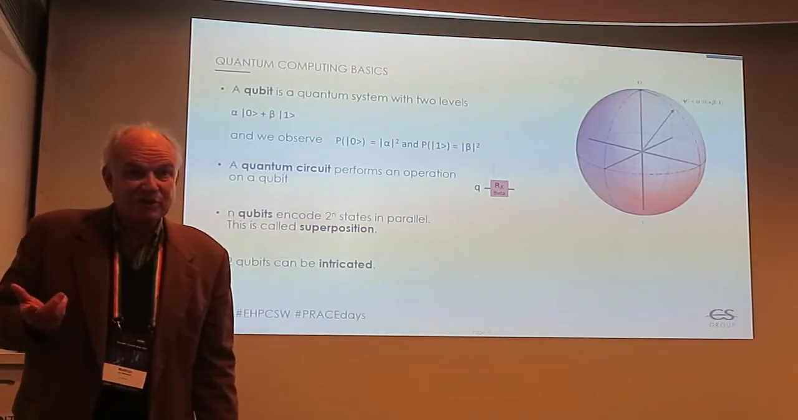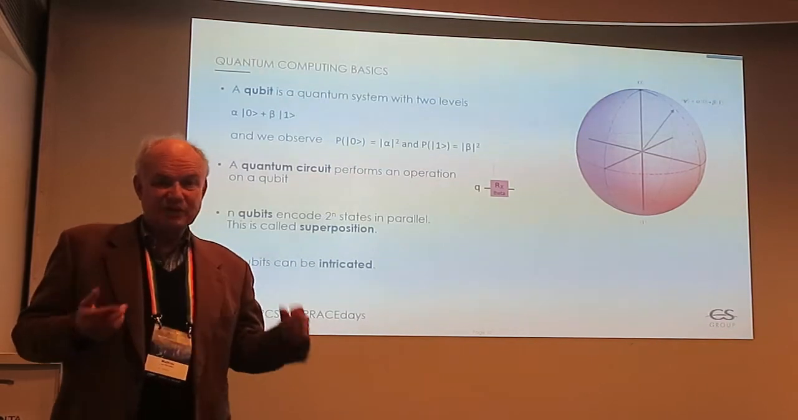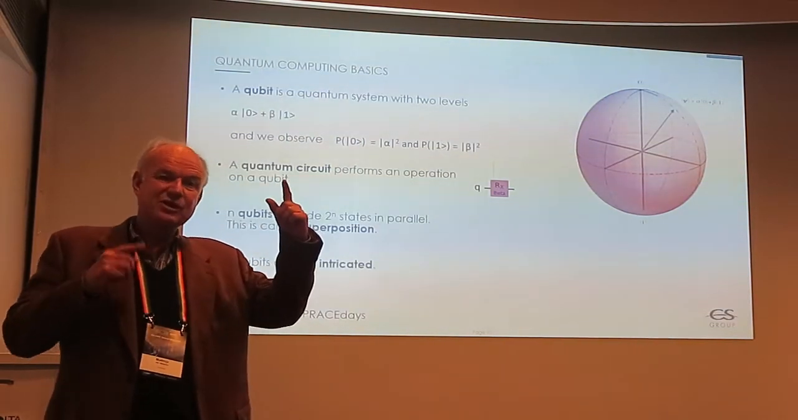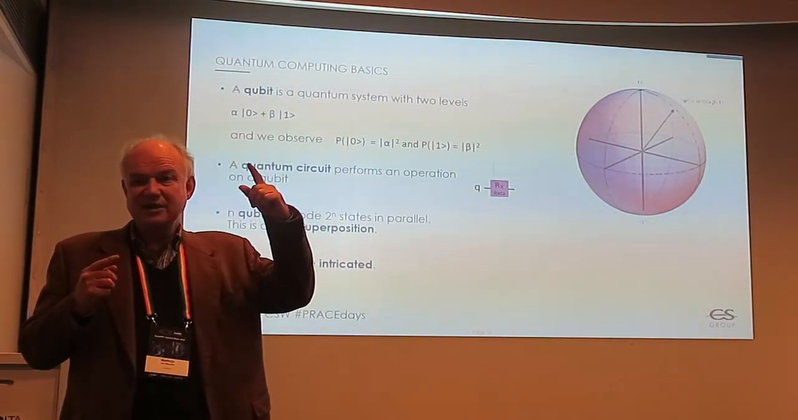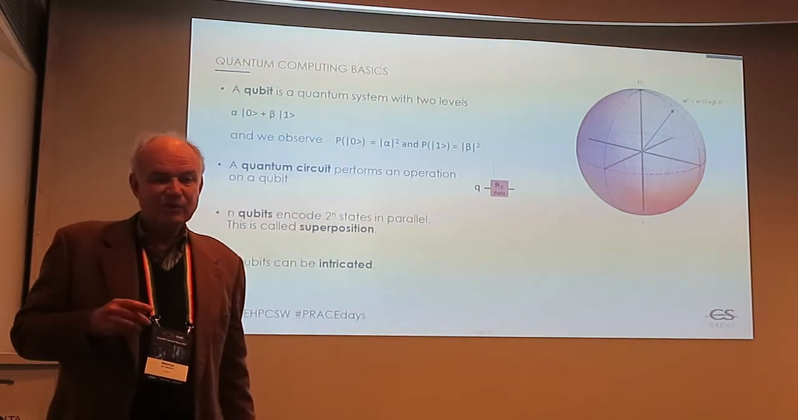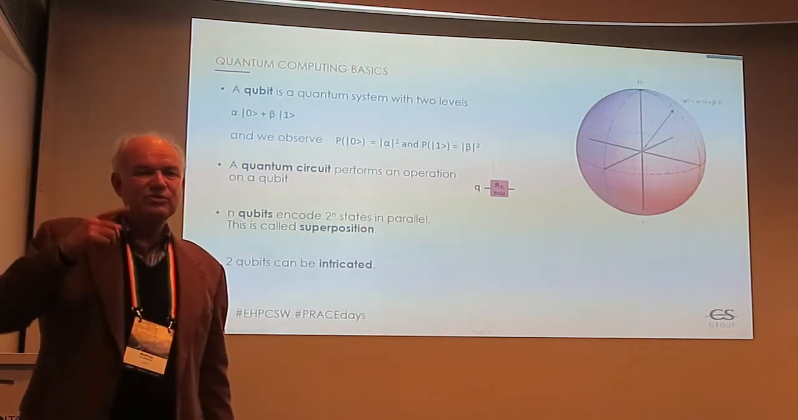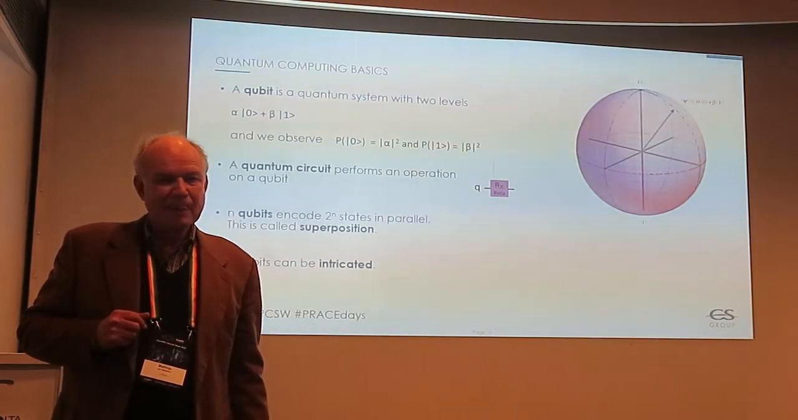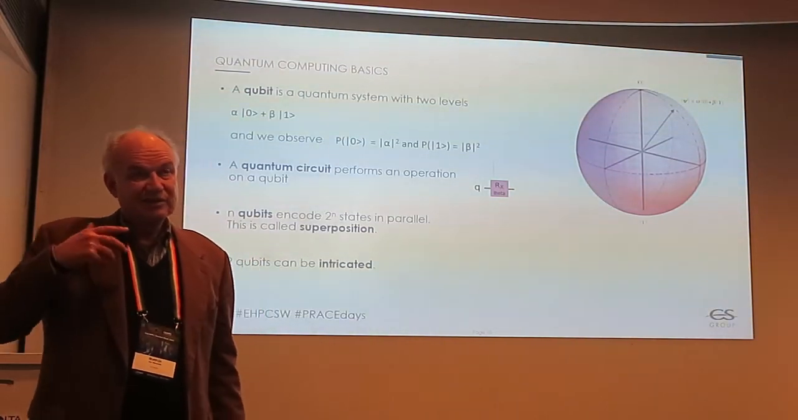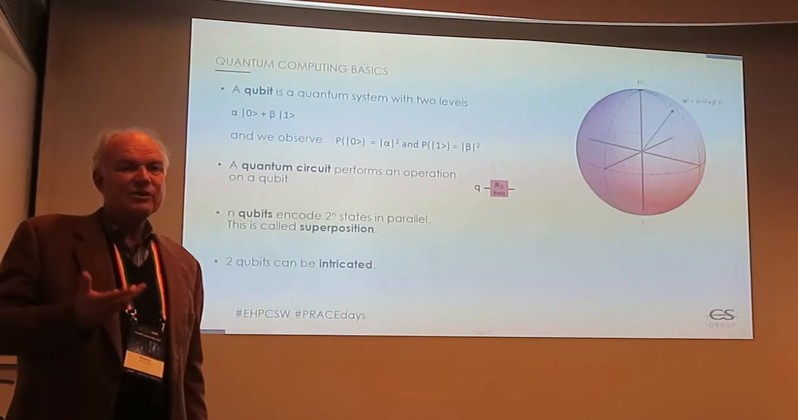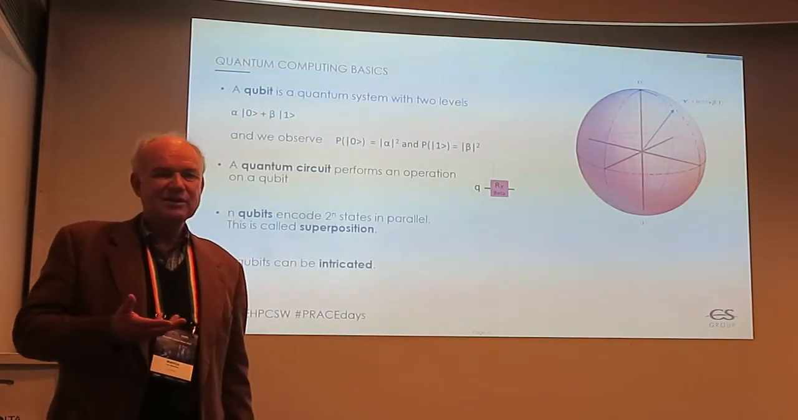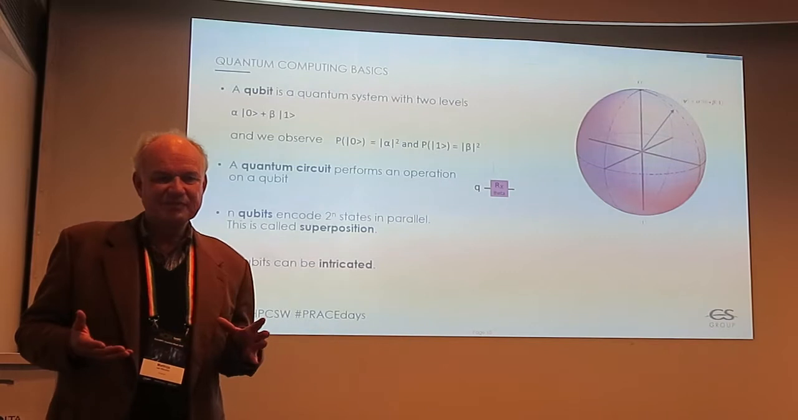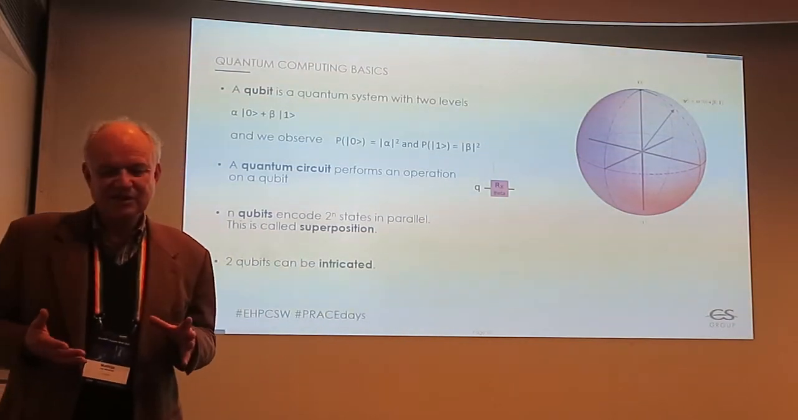Another principle is superposition. If you have one qubit, you have a bit of a 0, a bit of a 1, so you have two states, a combination of two states. If you go to n qubits, you have 2 to the power n states that you can put in parallel. And the amount of data you can put in the qubits grows exponentially. That's a big difference with classical systems.